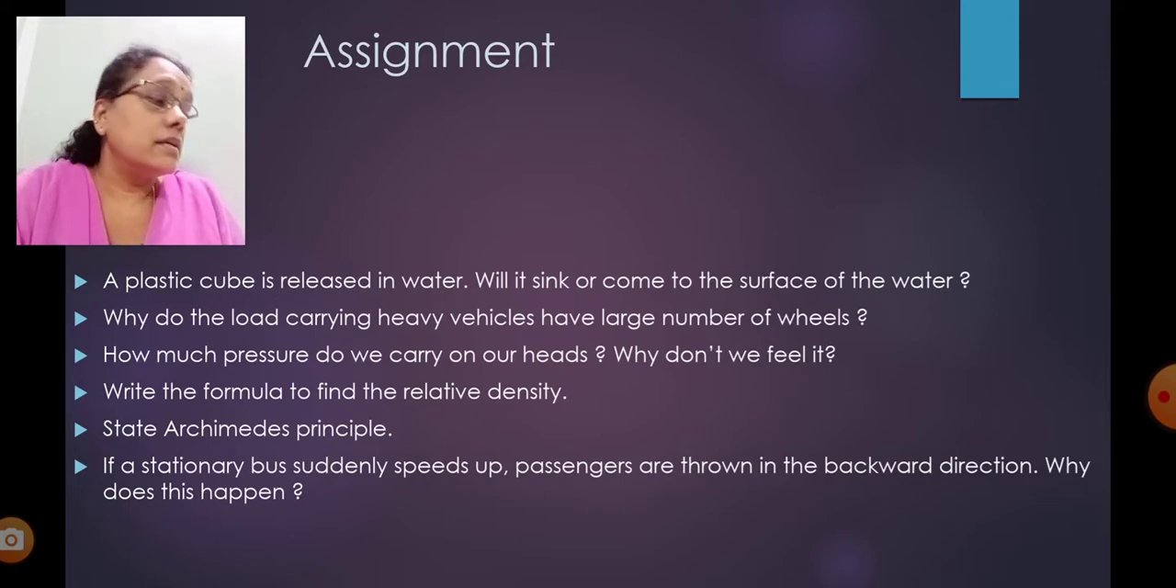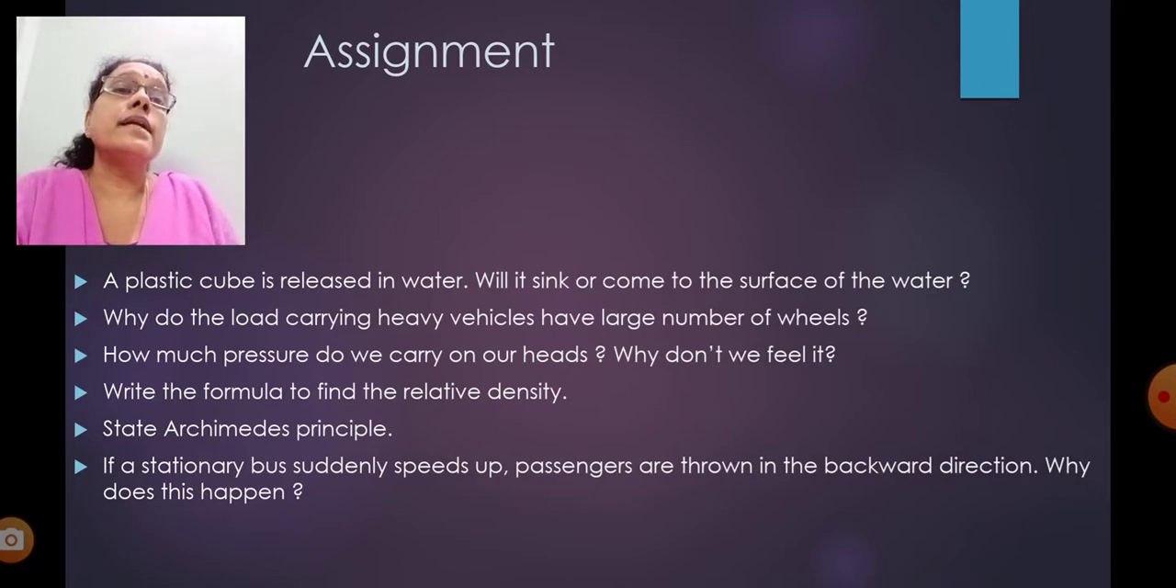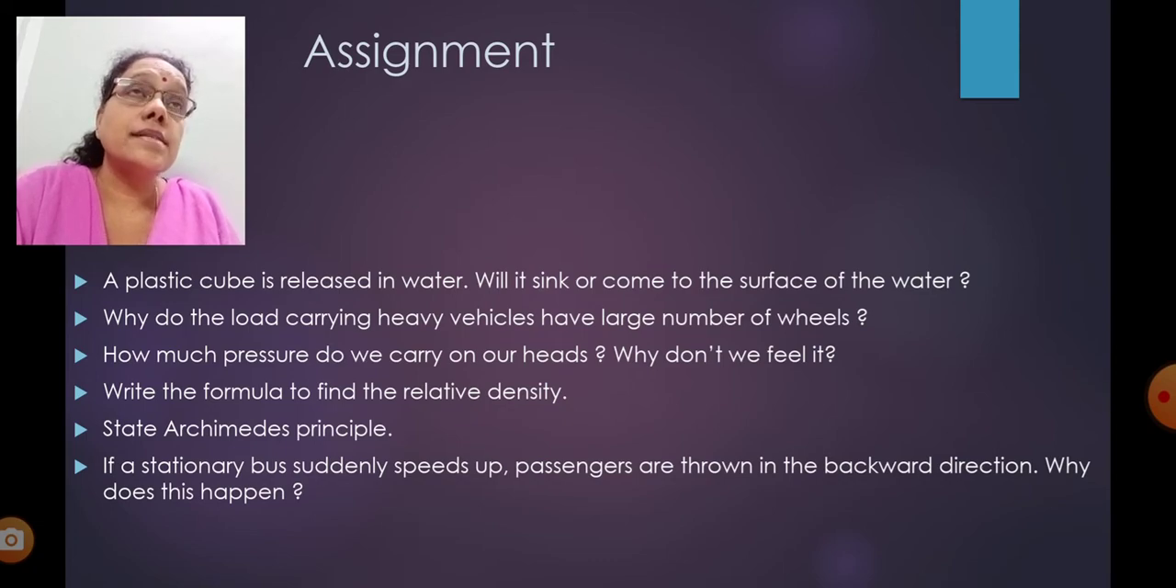Write the formula to find the relative density. That's also given in the video, on the last slide. State Archimedes' principle. You have to write that statement directly from the video. If a stationary bus suddenly speeds up, passengers are thrown in the backward direction. Why does this happen? This is given in the last video, due to inertia. You have to explain about inertia.